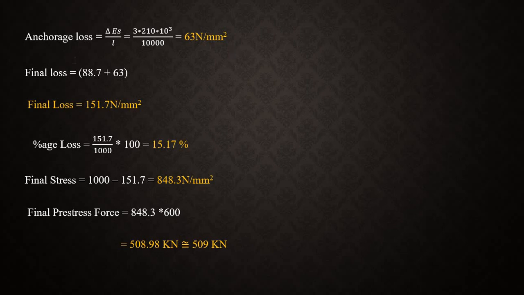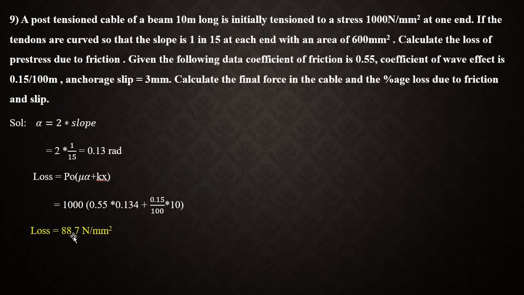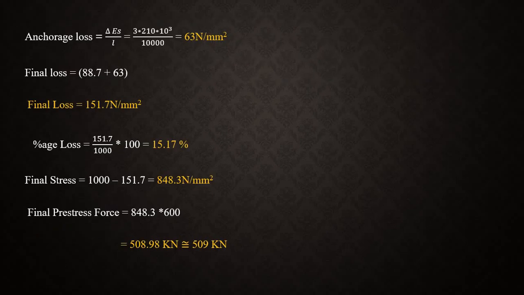Next we should add both the losses. So final loss is 88.7 plus 63. Let me check. Yes, it is 88.7, that is the loss due to friction. Loss due to anchorage is 63. After adding, we get the final loss as 151.7 Newton per mm square.